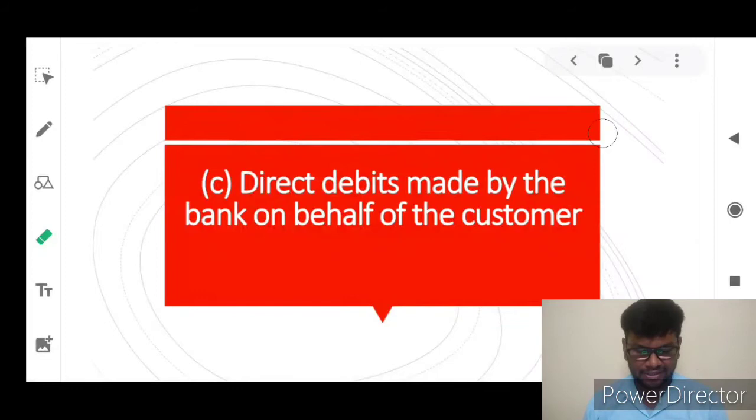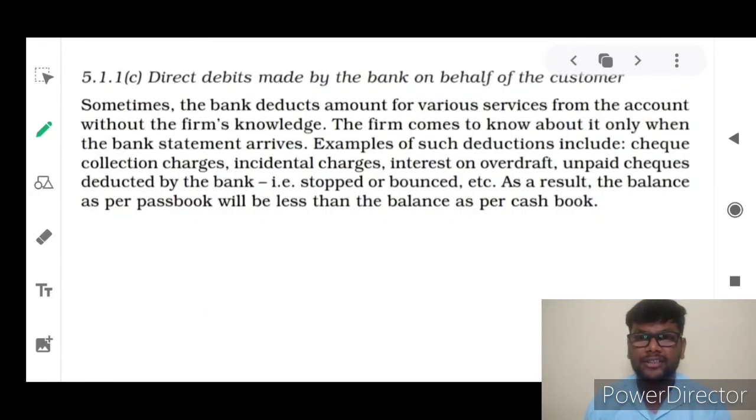The third important timing difference is direct debits made by the bank on behalf of the customers. On behalf of the customers, bankers are directly debiting our bank account. Sometimes the bank deducts amounts for various services from the account without the firm's knowledge. The firm doesn't know about it, because banks deduct without intimating. The firm comes to know about it only when the statement arrives. When the bank statement comes, only then does the firm come to know that this much amount was debited by the banker. Examples of such deductions include check collection charges.